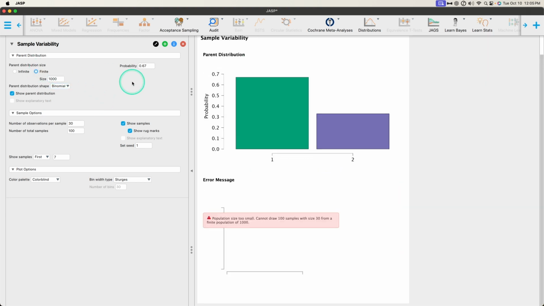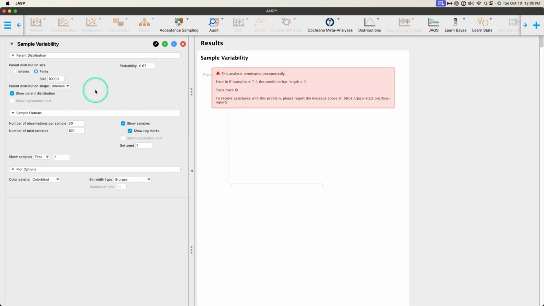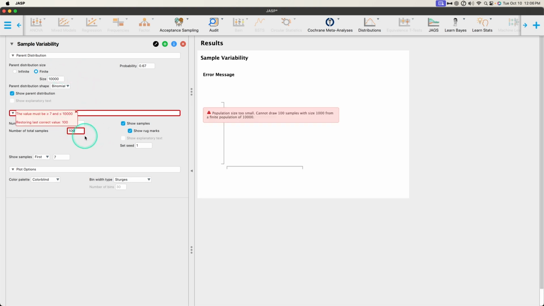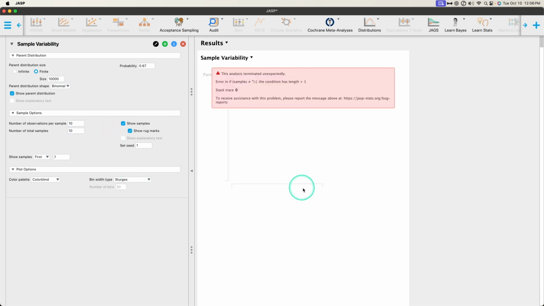Let's try to see if finite works. Okay, parent distribution population size too small. Cannot draw 100 samples with size 30 from a finite population of 1,000. Okay, so let's change that to 10,000. Yeah, and then the stack trace happens. Bummerino, man. I'm not allowed to do more than that. That's too funny. They've limited it. Let's see if we can do this. Nope, and then it gets the error: the if condition has length greater than 1. Bummerinos.